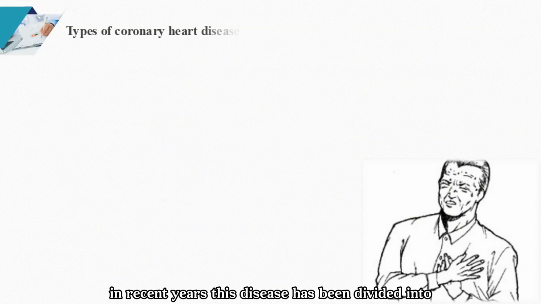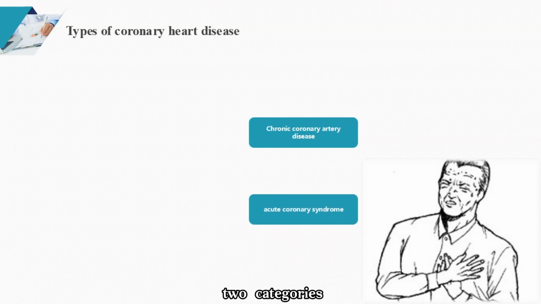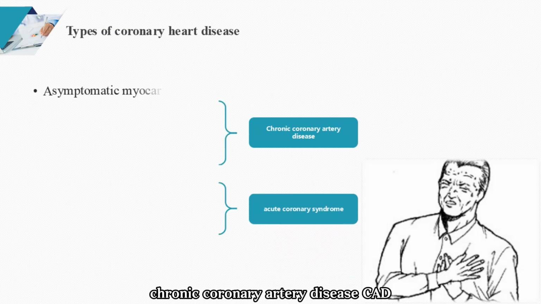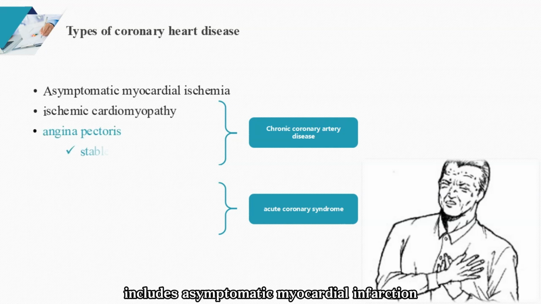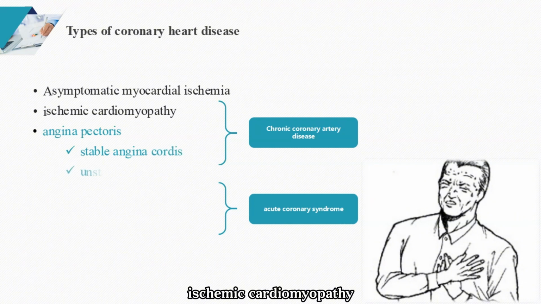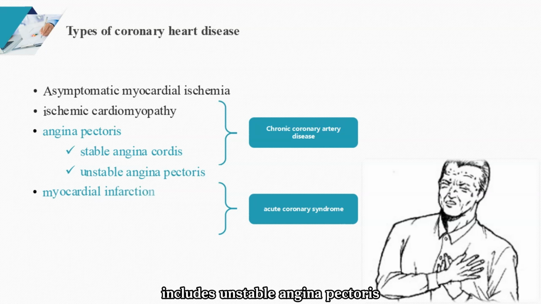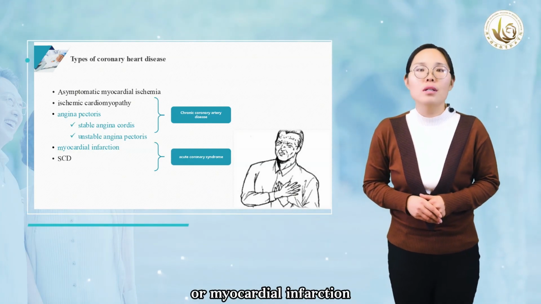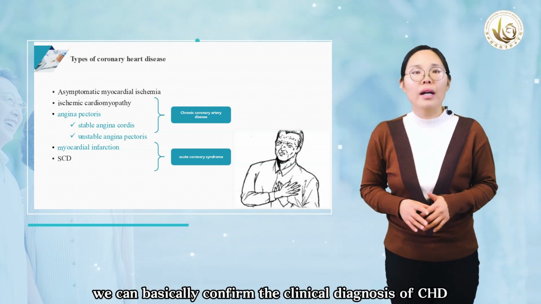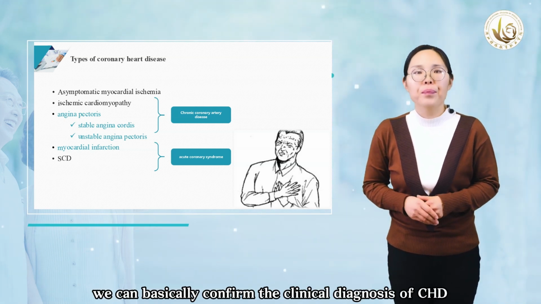In recent years, this disease has been divided into two categories: chronic coronary artery disease, CAD, and acute coronary syndrome, ACS. Chronic coronary artery disease includes asymptomatic myocardial ischemia, ischemic cardiomyopathy, and stable angina pectoris. Acute coronary syndrome includes unstable angina pectoris, myocardial infarction, and sudden cardiac death due to CHD. If a patient has typical angina pectoris or myocardial infarction, then we can basically confirm the clinical diagnosis of CHD.